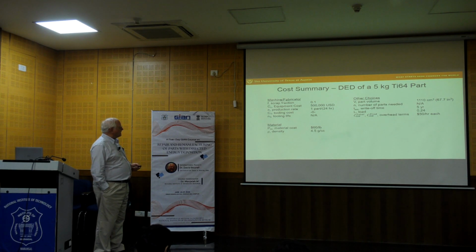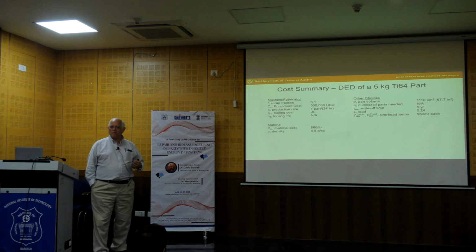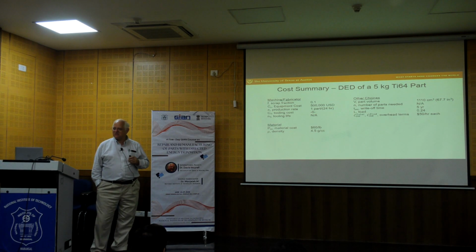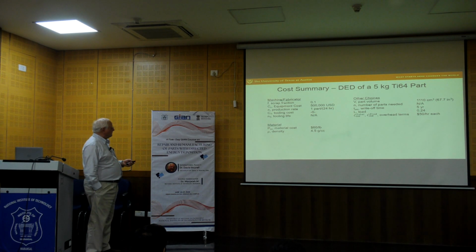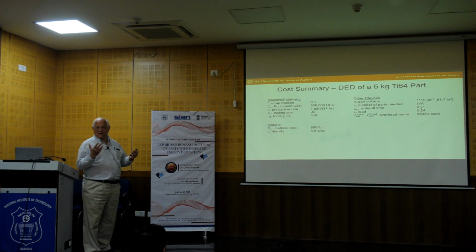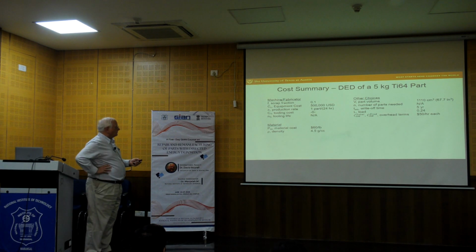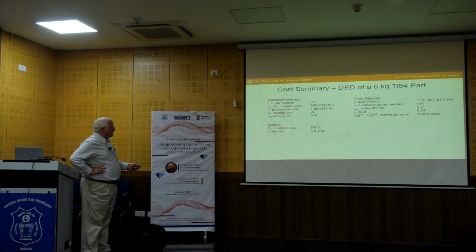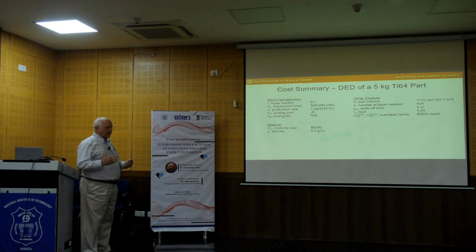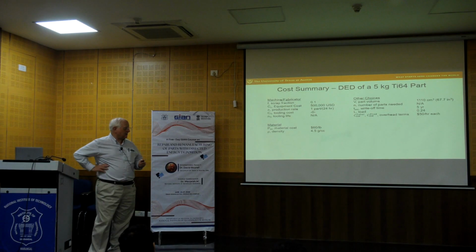I picked $500,000 US for the equipment cost. For a 5 kilogram part, I said maybe we can make 1 part a day. It seems like a reasonable number. The tooling cost is 0, because there is no tooling. And the tool life you don't worry about either, obviously, because there's no tool. On the material side, the material costs $60 a pound, and the density is 4.5 grams per cc.